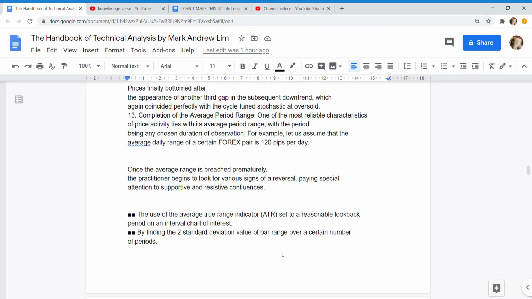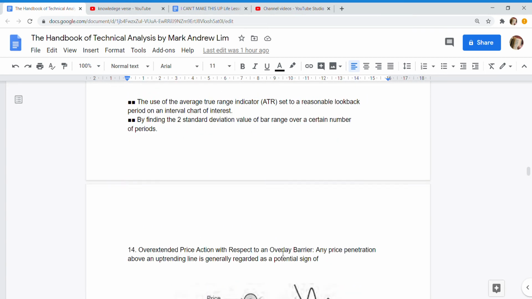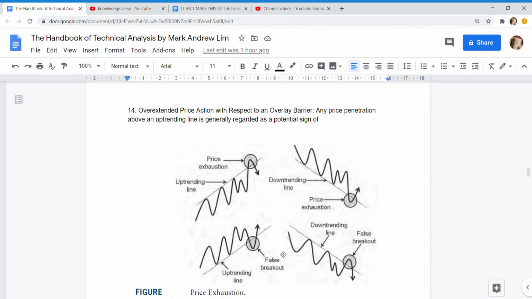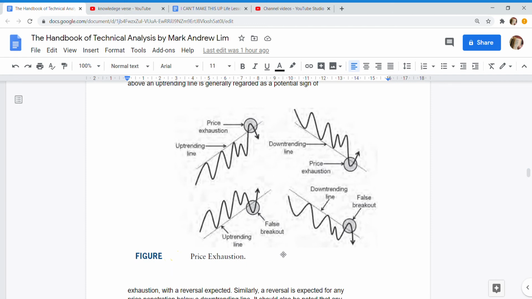14. Overextended price action with respect to an overlay barrier. Any price penetration above an uptrending line is generally regarded as a potential sign of exhaustion, with a reversal expected.